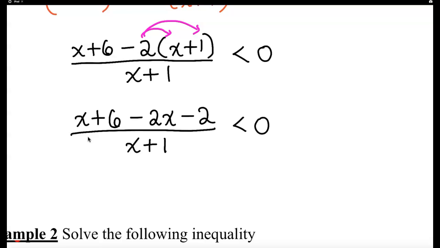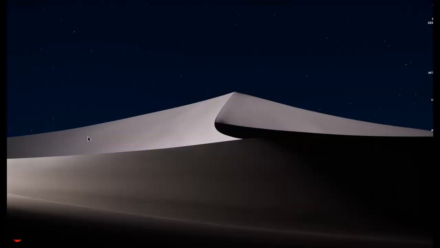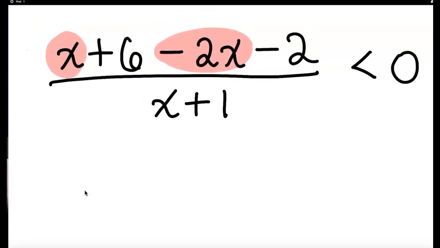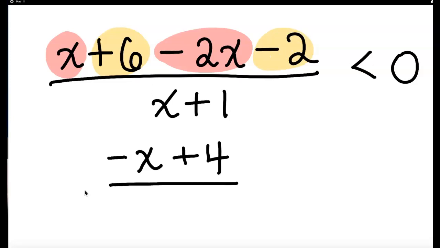Okay, let's combine some like terms. I see a positive x and negative 2x. So if I combine them, I will get negative x. Those terms will combine to negative 1x. And if you look at the constants, we have plus 6 and negative 2. They will add up to plus 4, all over x plus 1. And now we are ready to solve this rational inequality.